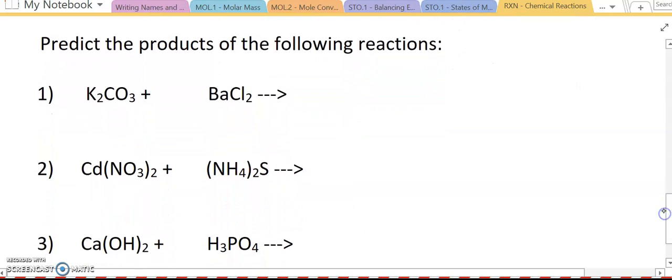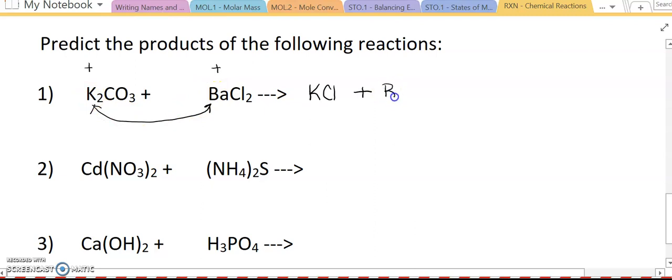So I have potassium carbonate reacting with barium chloride, and it's my job to predict the products. Again, I need to identify what is my positive. In this case, potassium is my positive, and barium is also my positive. And those positive ions are going to swap partners. That means potassium is going to have a new relationship, and it is going to pair with chlorine. I'm not writing formulas yet, I'm just pairing up. And then my next product, barium, is going to sit with carbonate.